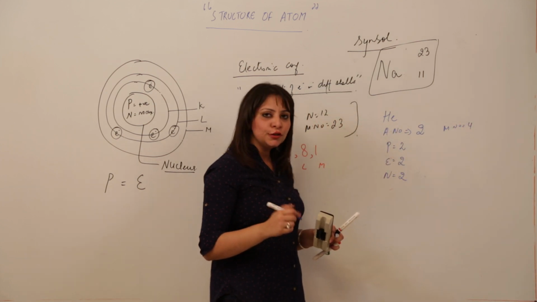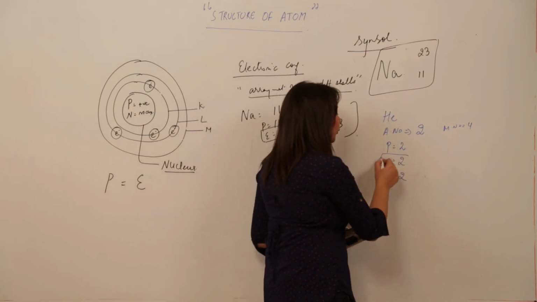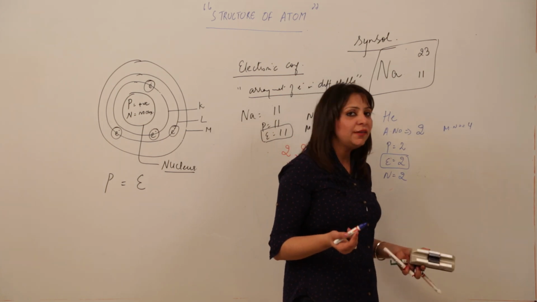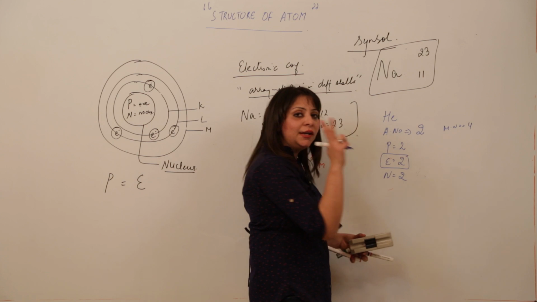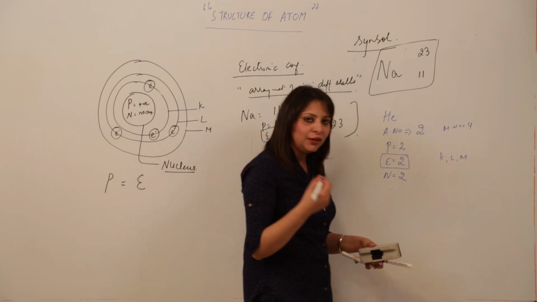So that means proton 2, electron 2 and neutron 2. Now looking at the configuration, for electronic configuration we use only the electrons because it is actually the arrangement of electrons in the shell. So it has got only 2 electrons. So let us write the name of the shell starting with K, L, M, then we will fill it.